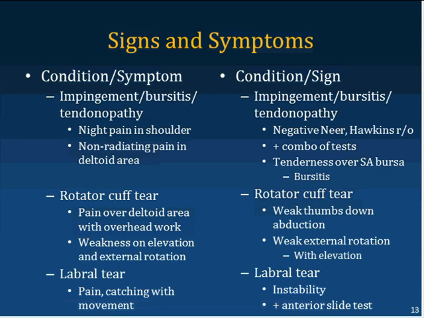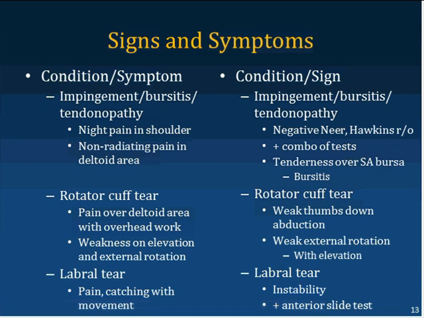So this is where you have them put their arms out at 90 degrees, thumbs down, and press up against your hands. And you have to be careful that this is involuntary rather than voluntary, and that it's not just due to the fact that you're in the painful arc, which is between about 80 degrees and 110 degrees of motion. There's also weak external rotation, particularly with elevation.